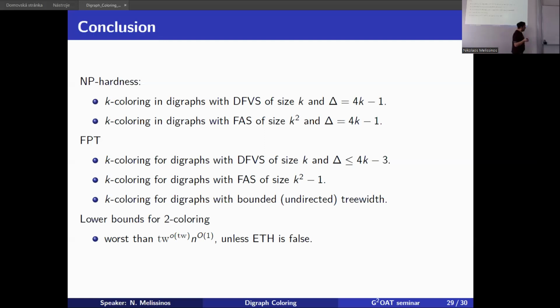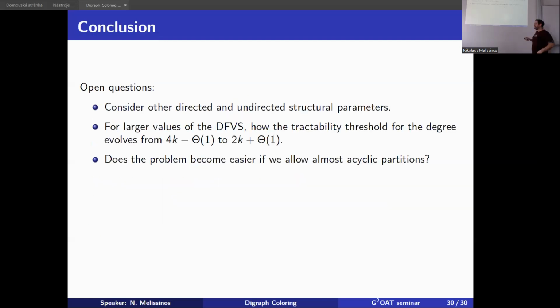Finally, we presented a lower bound for 2-coloring, and I think that it's missing from here, but I gave you the k-coloring for tournaments. And some open questions here. It would be really interesting to consider other undirected structural parameters, because most of the directed ones are bounded by the feedback arc set, at least those that are related to acyclicity, like the directed treewidth, or the directed version of treewidth.